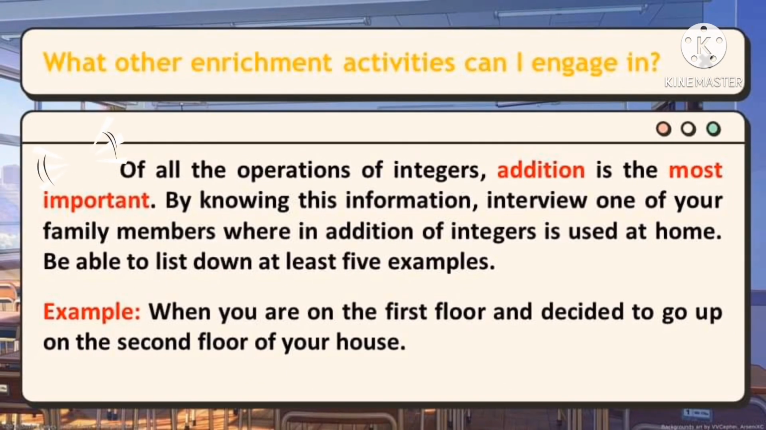For other enrichment activities, of all the operations of integers, addition is the most important. Knowing this, interview one of your family members about where addition of integers is used at home. Be able to list down at least 5 examples. For our example here, when you are on the first floor and decide to go up to the second floor of your house. This example may serve as your reference in doing your output.